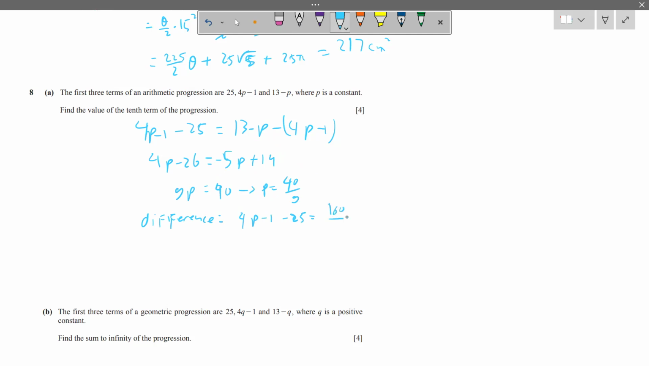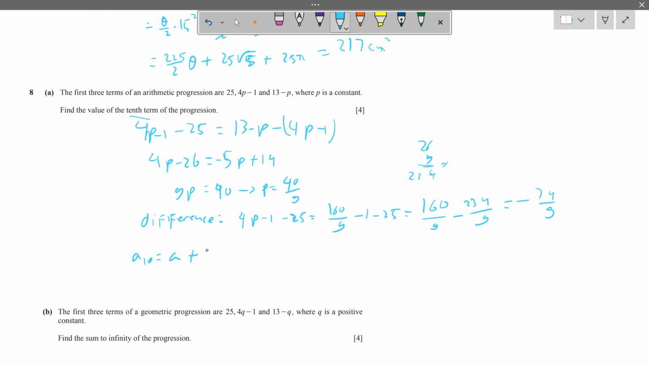So 160 over 9 minus 1 minus 25, which is 160 over 9 minus 26 times 9, which is 234, and this here is equal to minus 74 over 9. Now, to find the 10th term, A10.